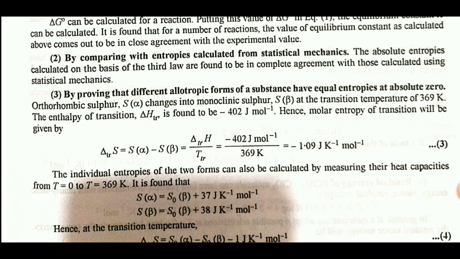Orthorhombic sulfur S alpha changes into monoclinic sulfur S beta at the transition temperature of 369 Kelvin. The enthalpy of transition, del H TR, is found to be minus 402 joule per mole. Hence, molar entropy of transition will be given by del TR S is equal to S alpha minus S beta is equal to minus 1.09 joule per Kelvin per mole.